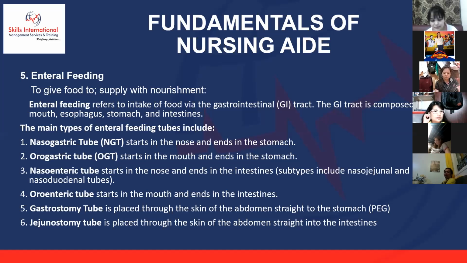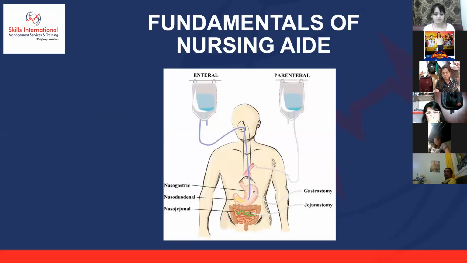Okay, so we got it. We have the 6 main types of enteral feeding, and enteral feeding is feeding by tube to the gastrointestinal tract. Going forward, this is the photo of enteral feeding and parenteral feeding. To the left is the enteral feeding that I am talking about. It comes through the nose or through the mouth down to the stomach. Here is the stomach. That is the nasogastric tube, and the nasoduodenal and nasojejunal tubes go to the intestine.